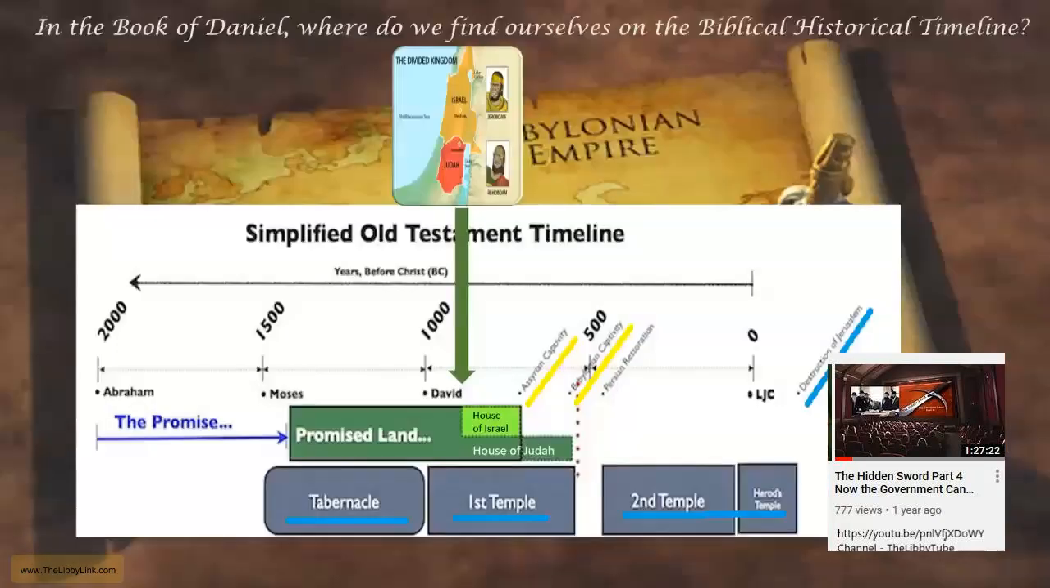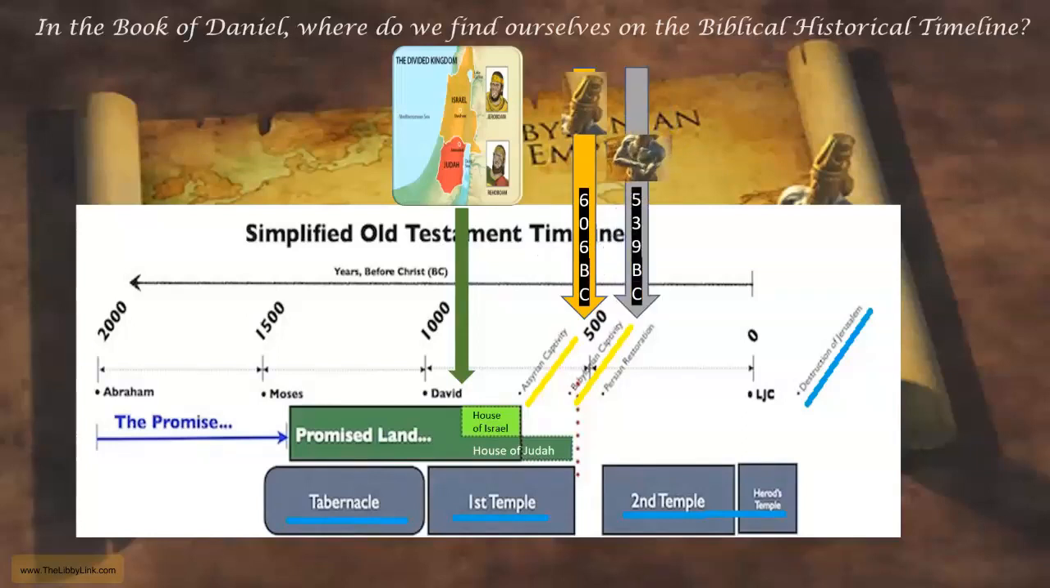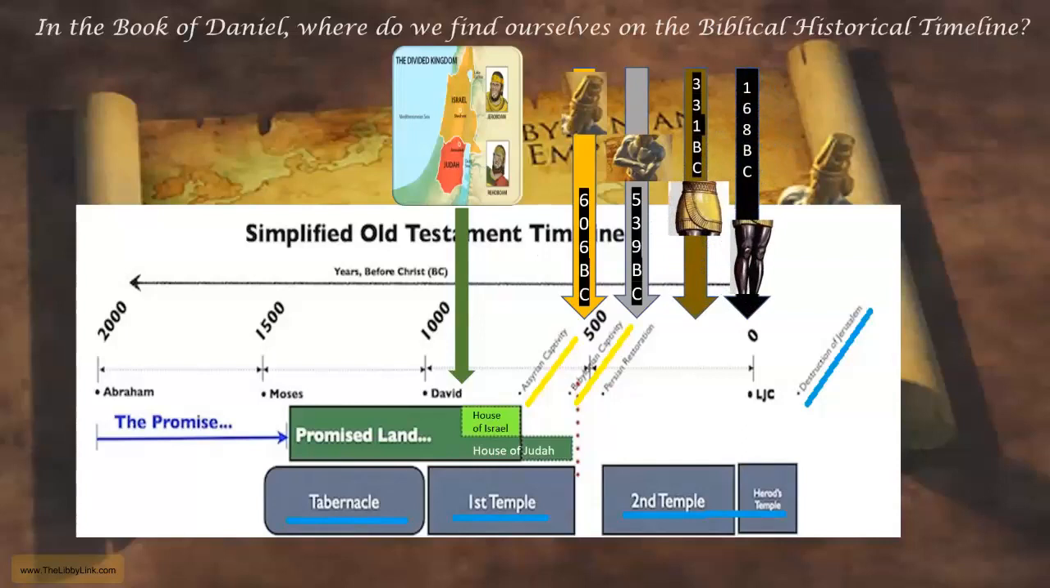Now, we reviewed this timeline, so I'm not going over it in great detail again, but we know where we are on this timeline: 606 BC, with the Babylonian exile of the house of Judah. And we're seeing the follow-up with Medo-Persia, and then Greece, and then the Iron Kingdom of Rome, in which Yahushua HaMashiach was born during that time period of Rome.